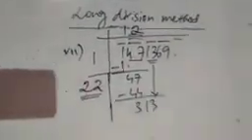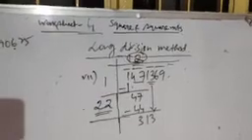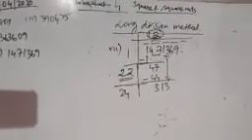Now next, the number is 13. So 13 will come down. Clear? Again, now the quotient is 12. So we will multiply the quotient by 2. So 12 into 2 will be 24. Clear?